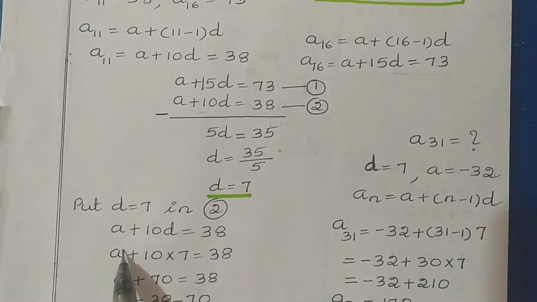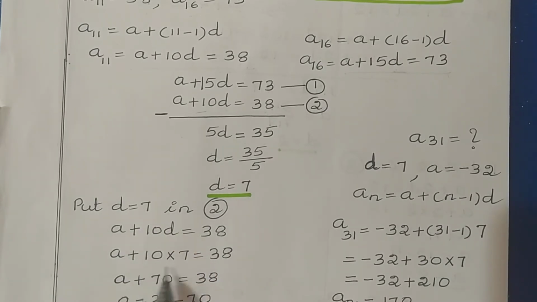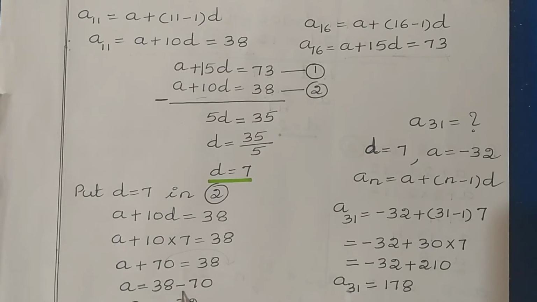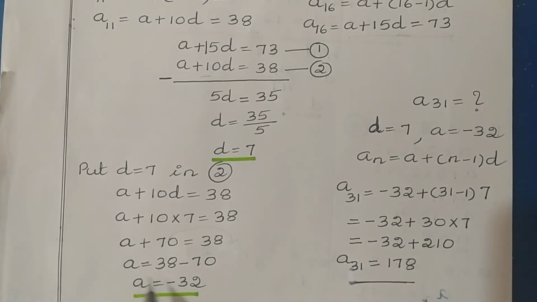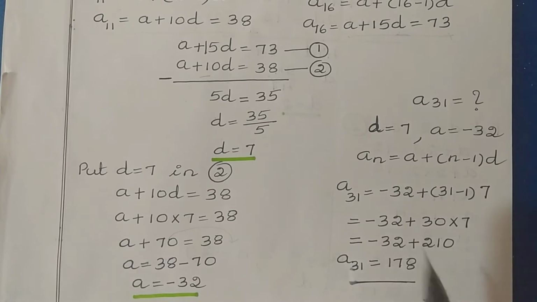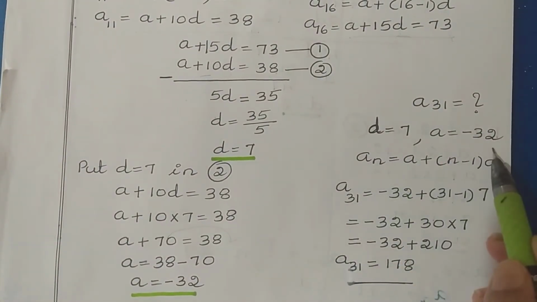Equation 2 is a plus 10d is equal to 38. Let us substitute d is equal to 7, so a plus 10 into 7 is equal to 38. A plus 70 is equal to 38. A is equal to 38, take this 70 to the right hand side, that becomes minus 70. A is equal to 38 minus 70, so A is equal to minus 32. Now here we got the value of common difference d is equal to 7, a is equal to minus 32.